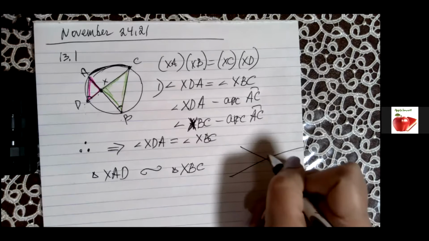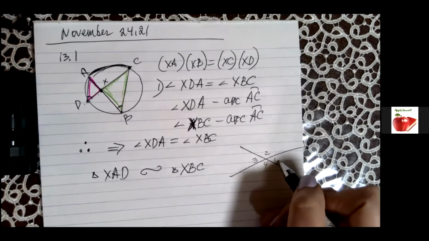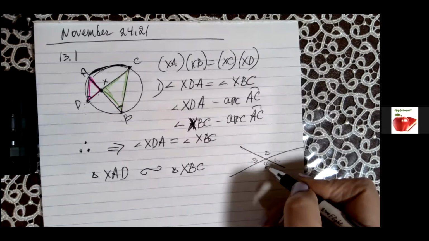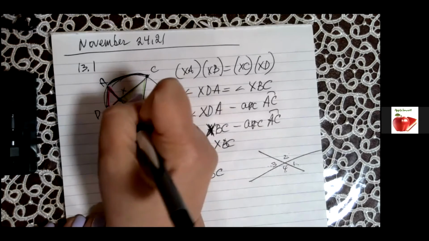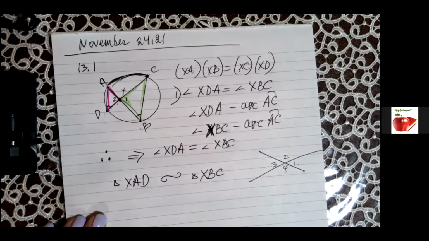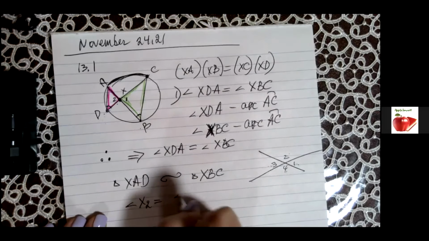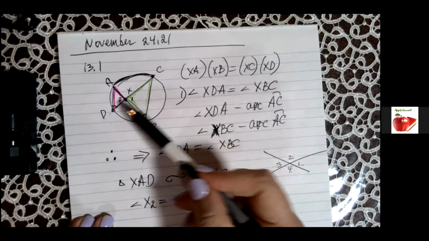If I label them 1, 2, 3, 4, then angle 1 and 3 are opposite and they're equal. Same as angle 2 and 4 are opposite and they're also equal. So Jerry was absolutely right by saying, to make it shorter, if I can call this one angle x1 and this one angle x2, then angle x2 is equal to angle x1.